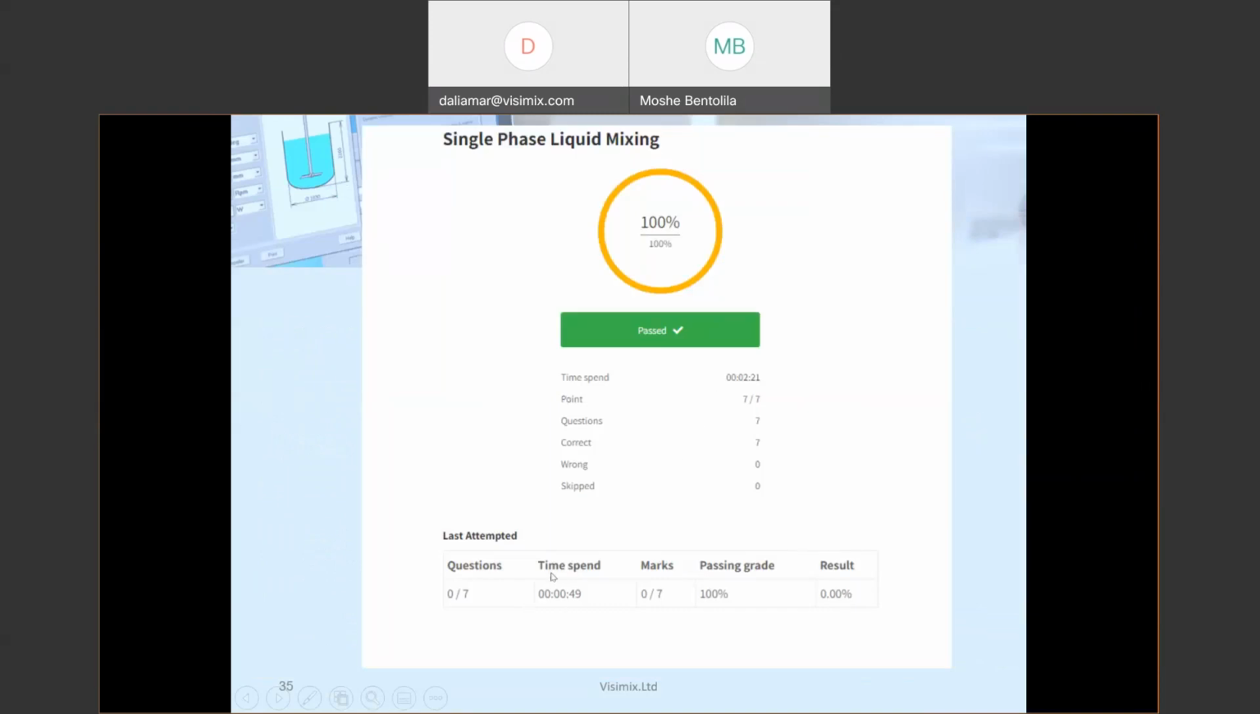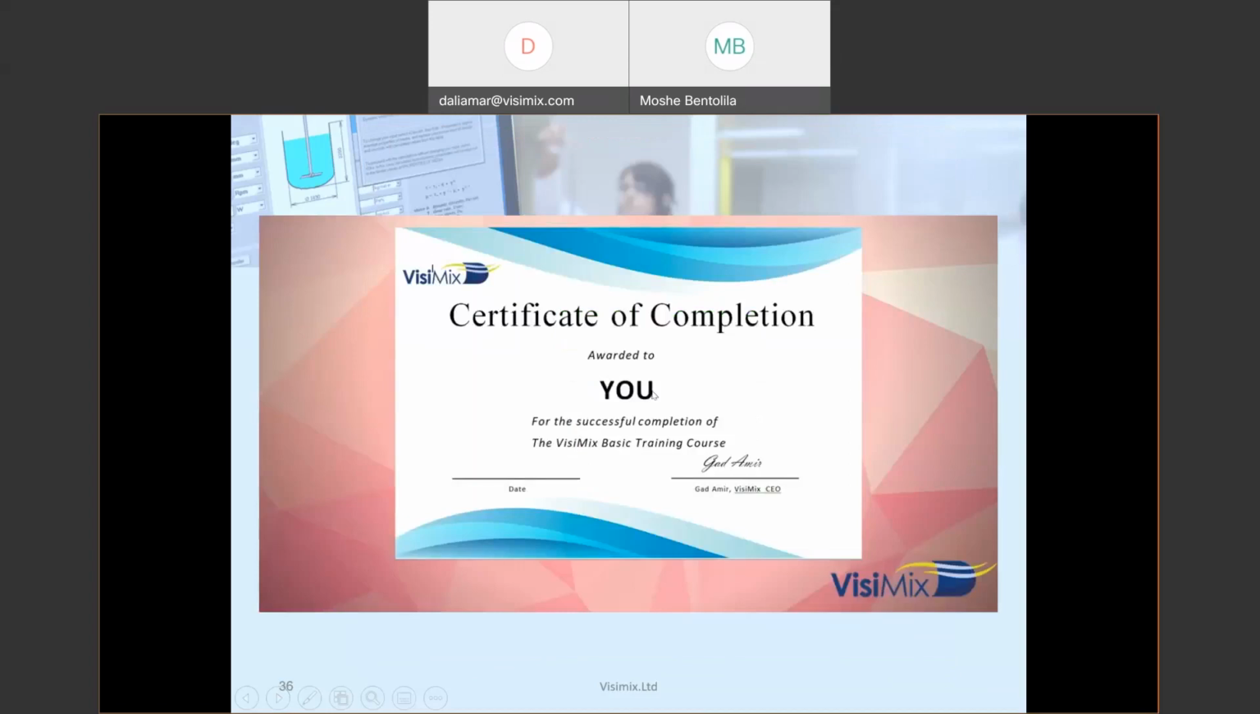How long does it take you to do it? You do it very fast, but don't think that I'm so fast. I had the answer. Okay, it will take you around 20 minutes, something like this. And you finish. You are okay, and you can progress to the next step. Okay, and you will get this certificate.